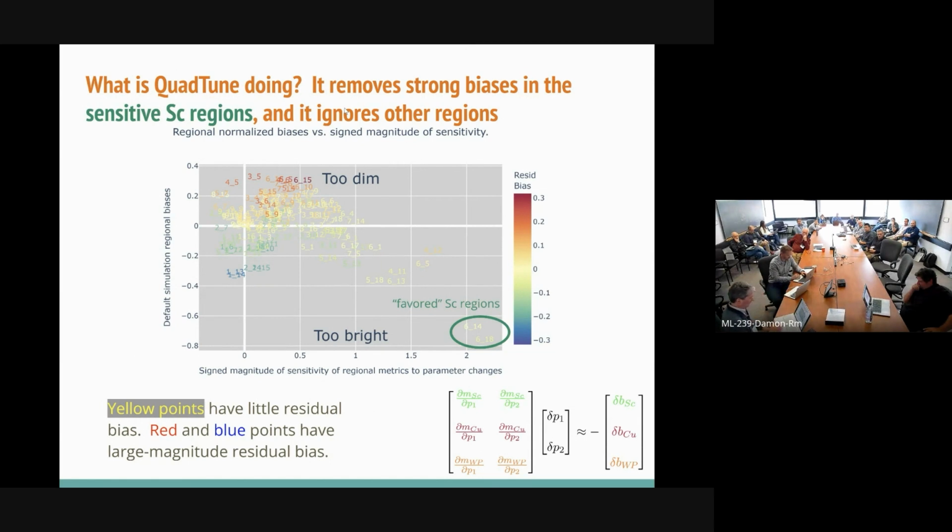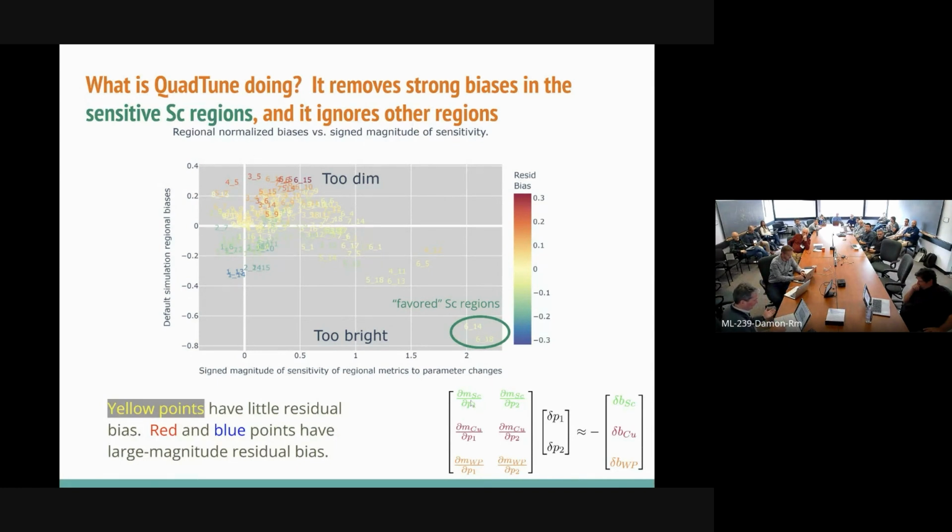So what does quadratic regression do? My interpretation is that it's trying to remove the really strong biases in the sensitive regions, and then it kind of ignores the other regions. So this plot is trying to illustrate that.